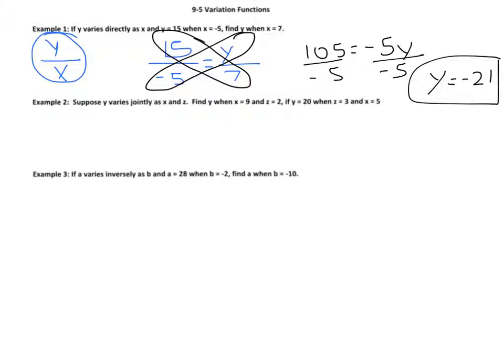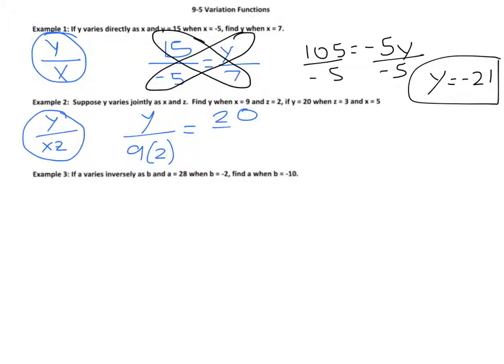In example 2, the wording is slightly different, but it's going to be the same type of problem. It says, suppose y, and I'm going to write a little guiding section over here for us again to help us out. So suppose y varies jointly as x and z. All that means is that x and z are going to go on the bottom. So this is our guide right here. It says to find y, which means we don't know what y is. Find y when x equals 9 and z equals 2, okay? If y equals 20 when z equals 3 and x equals 5.